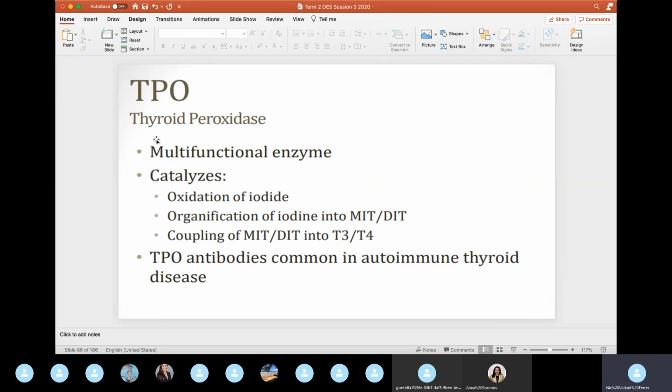So what's the function of thyroid peroxidase? As I've said, oxidation of iodide, right? So three functions. Primero, oxidation of iodide. Segundo, organification of iodine into MIT or DIT. Tercero, coupling of MIT and DIT into T3 and T4. Don't forget that antibodies to your thyroid peroxidase are most common in autoimmune thyroid disease, for example, your Graves' disease and your Hashimoto's thyroiditis. You're going to learn more in term 4.